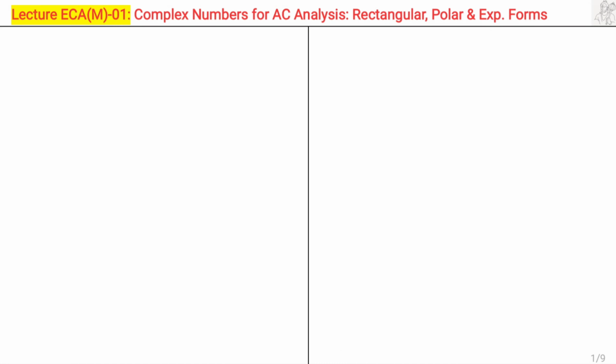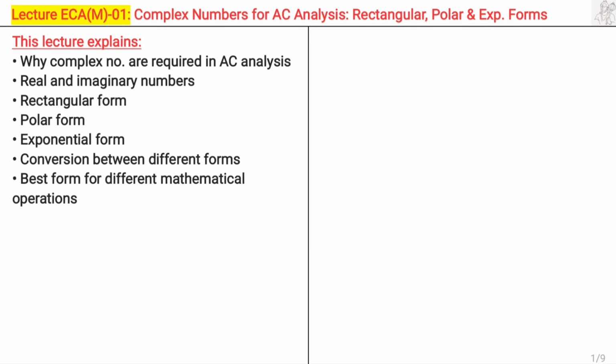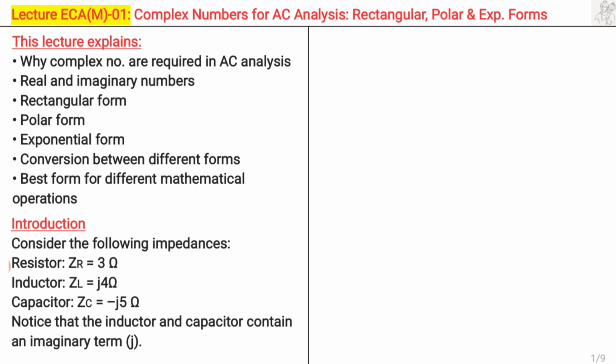Complex numbers for AC analysis, rectangular, polar, and exponential forms. So this lecture explains why complex numbers are required in AC analysis, the real and imaginary parts of a complex number, the three forms, that is rectangular, polar, and exponential forms for writing a complex number, the conversion between different forms, and the best forms for different mathematical operations. So let's start with a basic introduction.